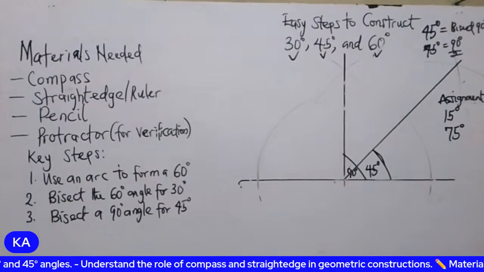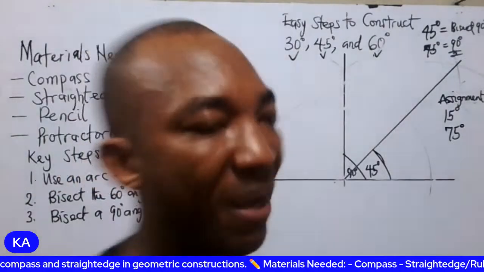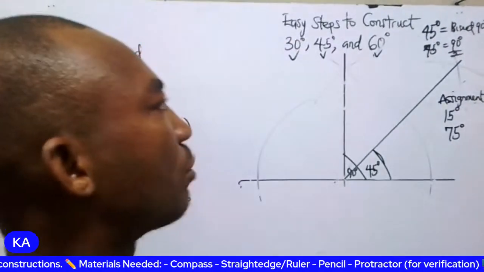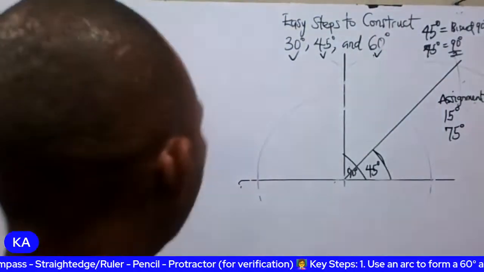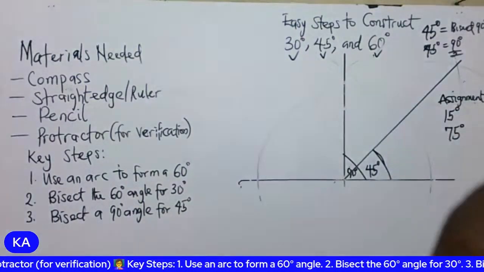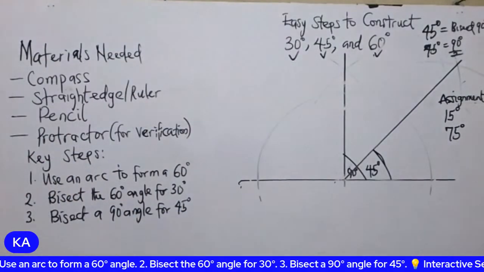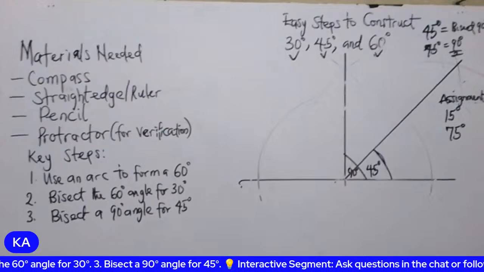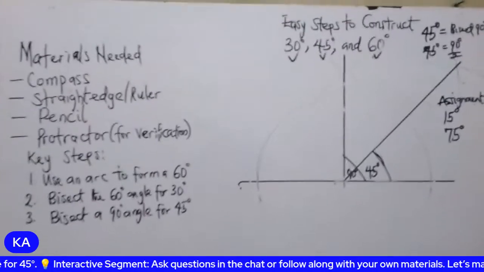Thank you very much. That is how far we can go in the mathematics clinic today. We have been able to look at easy steps to construct angle 30 degrees, 45 degrees, and 60 degrees. Like I said, every time you are going into construction class, I'm going to show you the materials again. I want to make sure you are seeing those materials clearly.